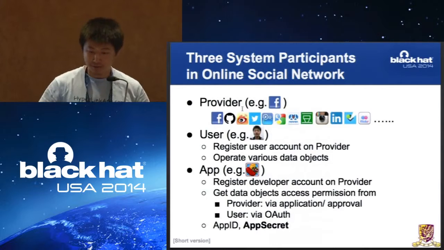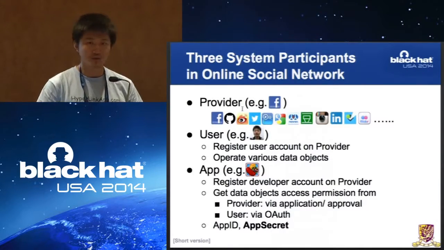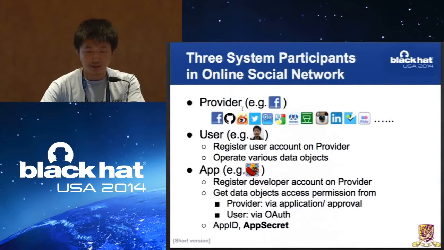So in online social networks, we are all familiar with them. The first participant is the provider, like Facebook or Twitter. They provide the system, and the users can register on those providers. They can operate various data objects, like posting a status or checking the friend list of your friends.